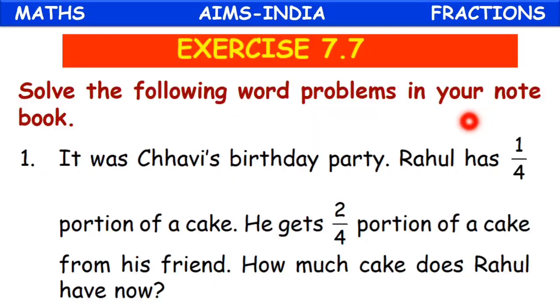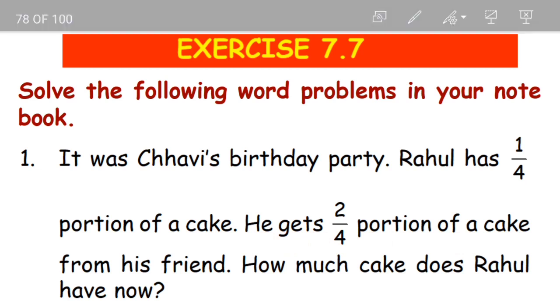Now coming to exercise 7.7, solve the following word problems in your notebook. Okay, I am just going to discuss the word problems with you, children. You try and solve them in your notebook with proper steps. The first question is, it was Chavi's birthday party. Rahul has 1 by 4 portion of the cake. He gets 2 by 4 portion of a cake from his friend. Now how much cake does Rahul have now?